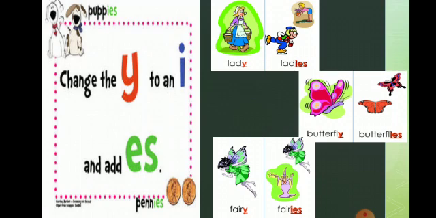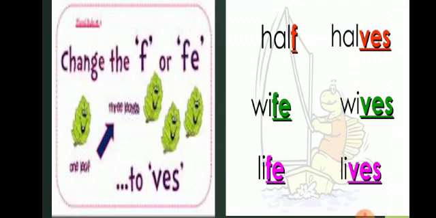Lady, ladies. Here lady ends in y, so we'll change y to i and add es to it to make its plural. Lady, ladies. Butterfly, butterflies. Fairy, fairies.